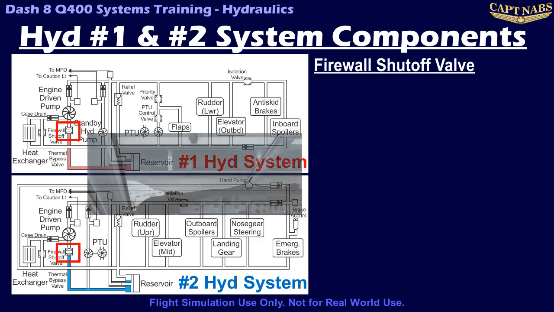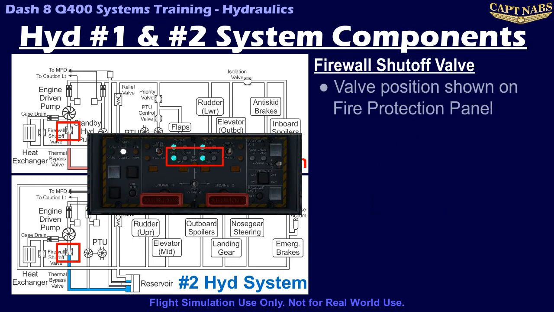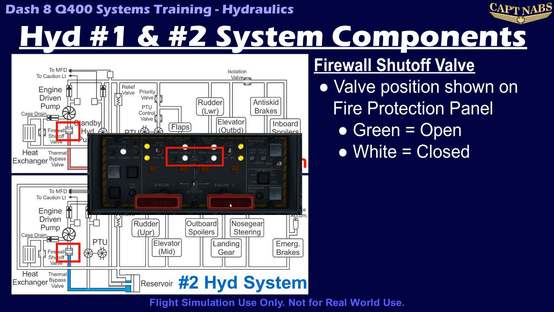The position of the hydraulic firewall shutoff valve for each system is indicated on the overhead fire protection panel. A green light illuminates for each engine hydraulic system if the corresponding valve is fully open, while a white light illuminates if the corresponding valve is fully closed.